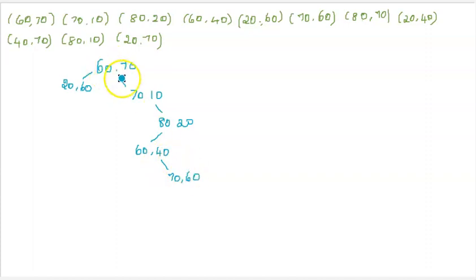Then (80, 70), then (20, 40). So 20 in the side, then 40 is compared, so hence we'll be having (20, 40) here. Then (40, 70).